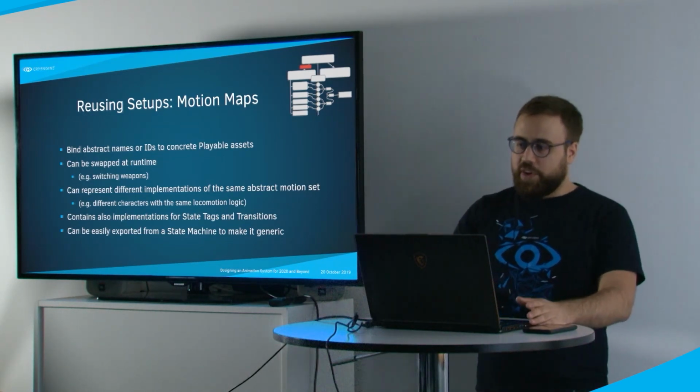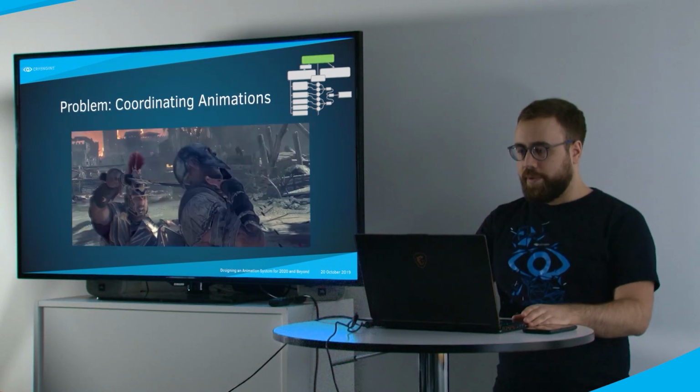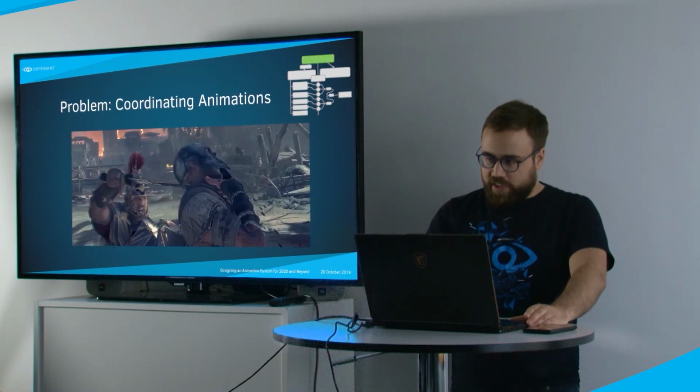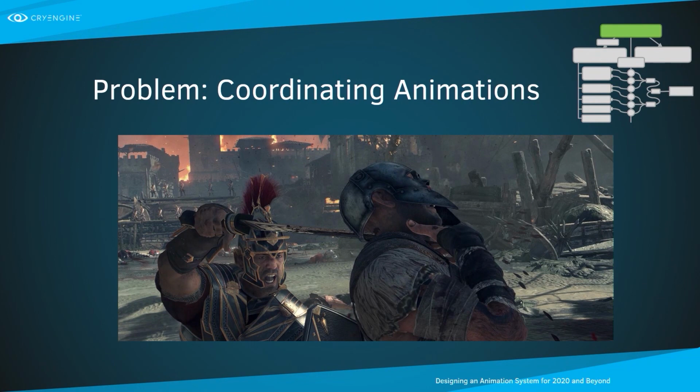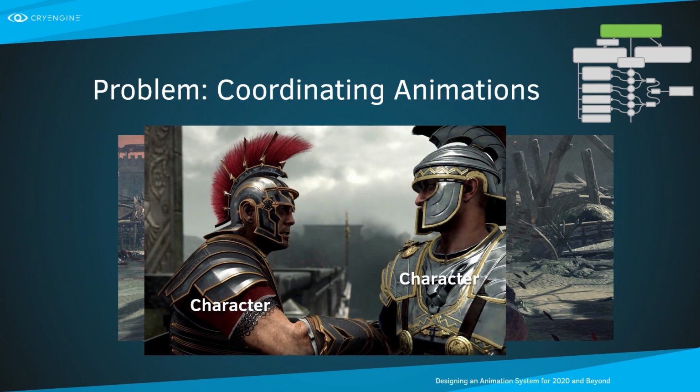All right, so we figured out how to make different characters with the same setup. Now our last problem is how we coordinate characters with each other. So in this case, a kill move from Ryse, let's say. So we have two characters who need to execute the same animation at the same time. Or maybe if you are a pacifist, maybe you want them to be friends. So here they are shaking their hands.